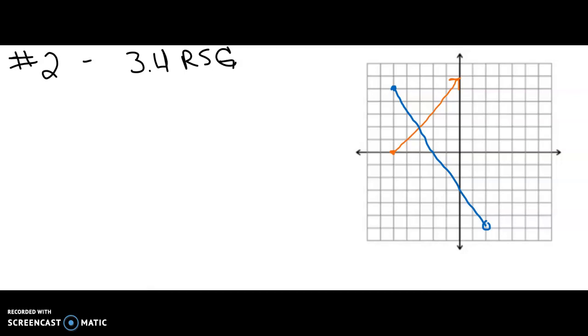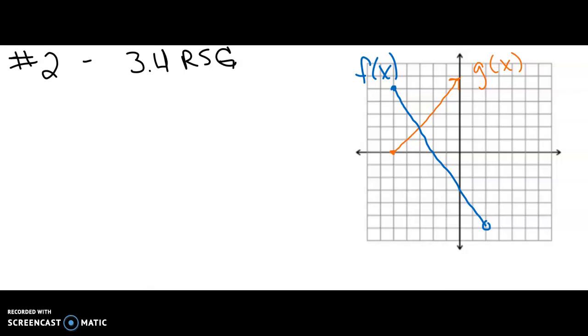So the first part of the instructions said for each function, find the domain, the range, and intervals where it's increasing. So let's talk about f of x first. That's the function on the left, and then we'll talk about g of x, the function on the right. Then we'll do the third part of the instructions, which was to compare them.